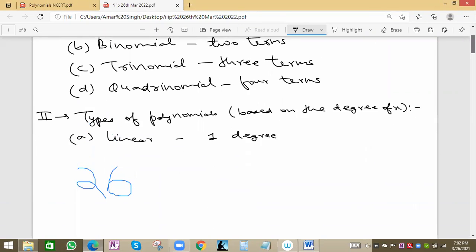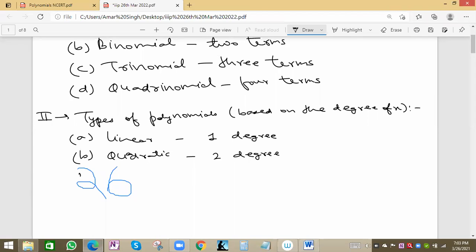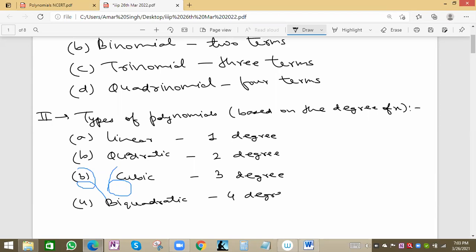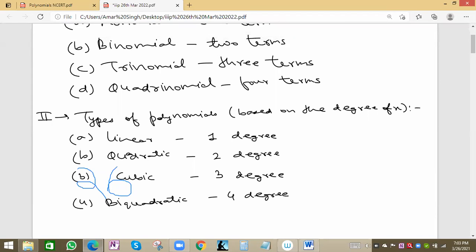Second, after linear we have quadratic polynomial, meaning 2 degree. 2 degree means power of x will be 2. Third will be cubic polynomial, meaning 3 degree, or we can say power of x will be 3. Fourth will be biquadratic. Bi means 2, quadratic means again 2, 2 times 2 we can say 4. Biquadratic means 4 degree polynomial because the maximum power of x will be 4.